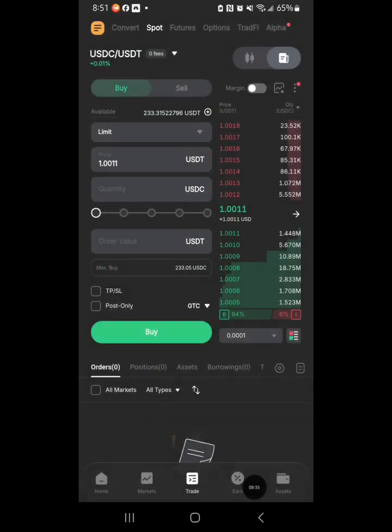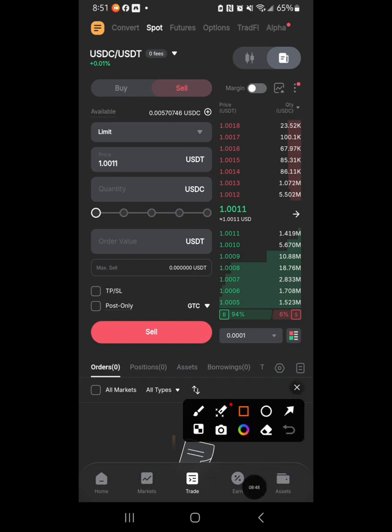And you cannot buy at an expensive price. You're looking to buy cheaper. That's the aim. Likewise, you cannot sell at a cheaper price. You're looking to sell at the most expensive price. And the most expensive price on the buyer section is 1.0011. And the most affordable price to buy at on the seller section is 1.0012, if that makes sense.